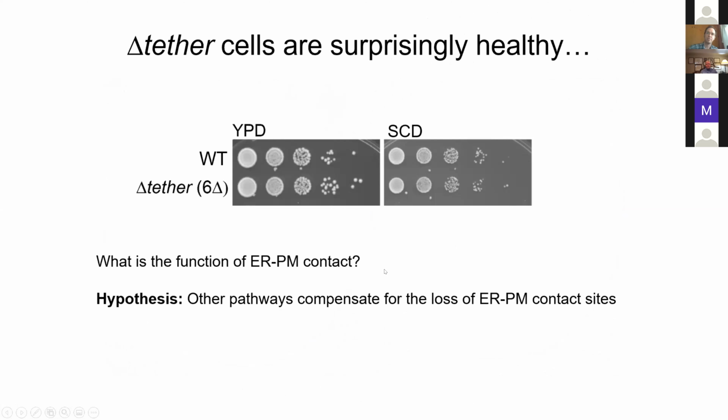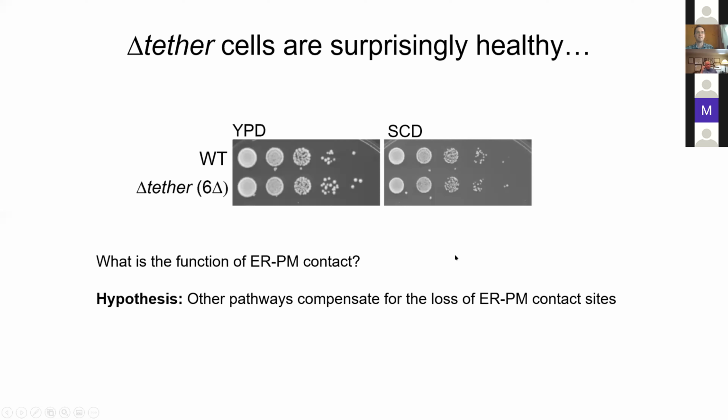So I've been really interested in what the real important function of ER-PM contact sites are in yeast. And I hypothesized that there must be other pathways that are compensating for the loss of these contact sites. And I decided to use a genetic approach to identify synthetic lethal genes in the delta tether strain, and infer the function of those synthetic lethal genes to understand what ER-PM contact sites are doing.